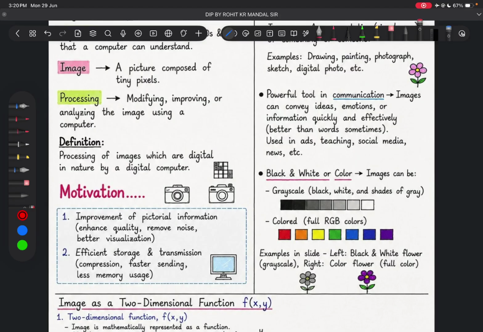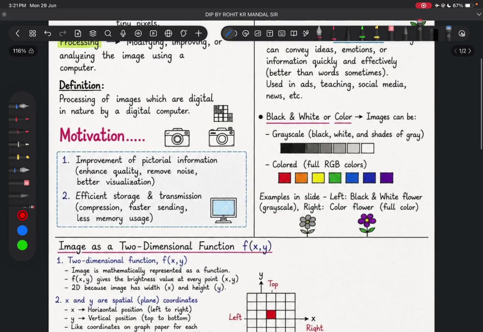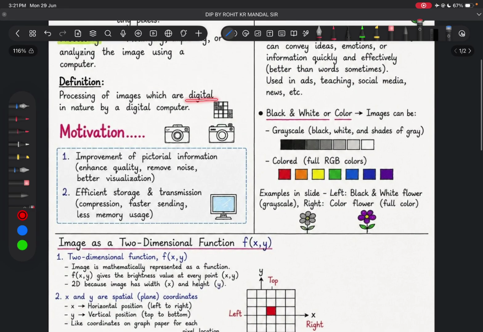Now we have a clear definition of digital image processing. We can define digital image processing as the processing of images that are digital in nature using a digital computer. In simple words, it is a technique of improving, modifying, or analyzing digital images using computers.